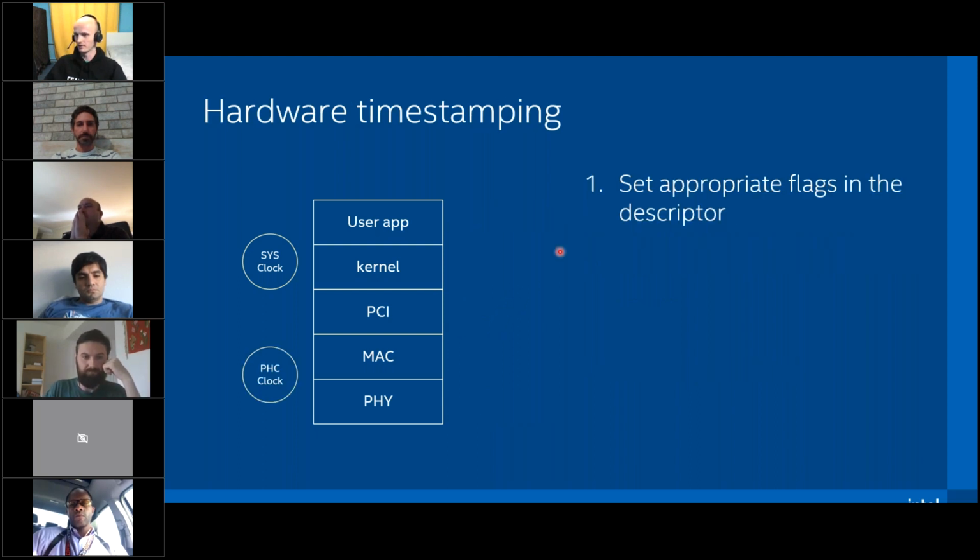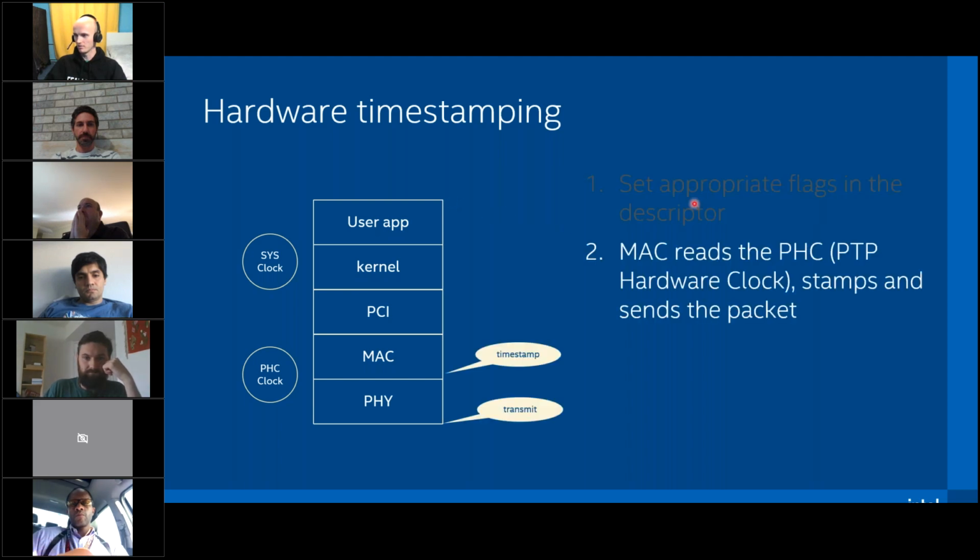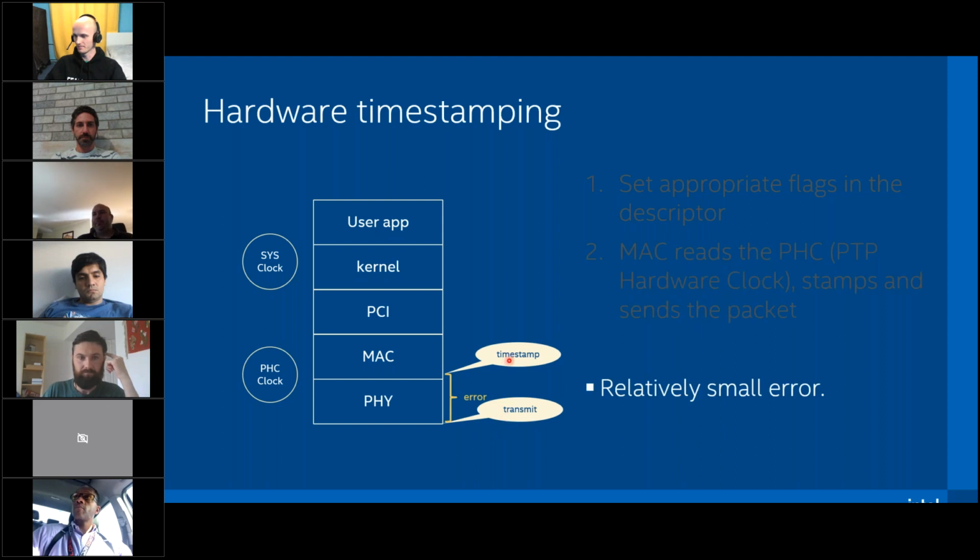That's why we have hardware timestamping, which requires us to set the appropriate flags in the descriptor and then push the packet to the hardware. The hardware will generate the timestamp just before it transmits the packet, and then it will transmit it. This gives us a relatively small timestamping error.